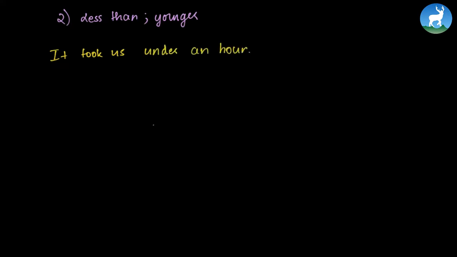We can also use under to express that something is less than something or somebody is younger. For example, it took us less than an hour. If a work took you less than an hour to be done, you can rephrase it to it took us under an hour. So it means that it did not take even 1 hour, it was less than an hour. You can also have another example. Nobody under 18 can smoke. So you can say anyone younger than 18 cannot smoke.